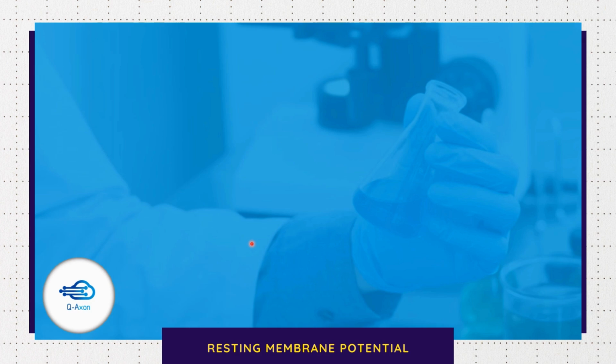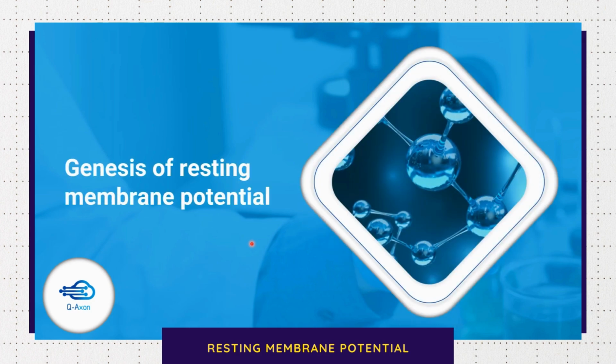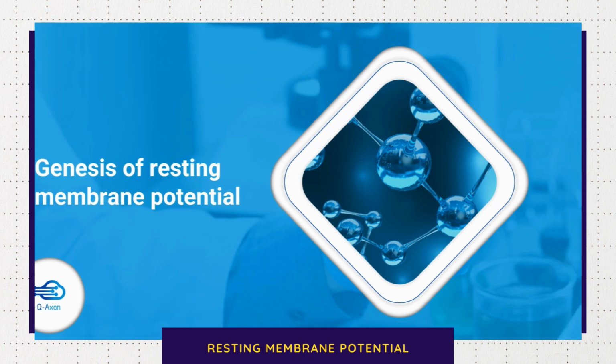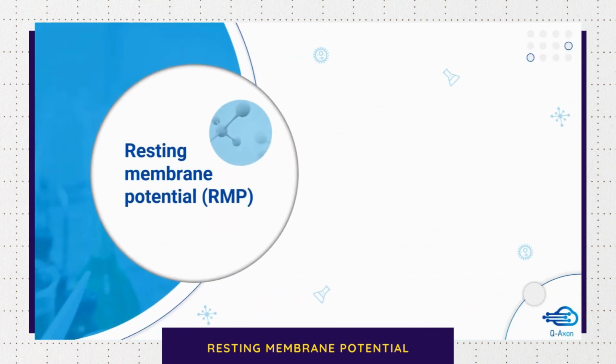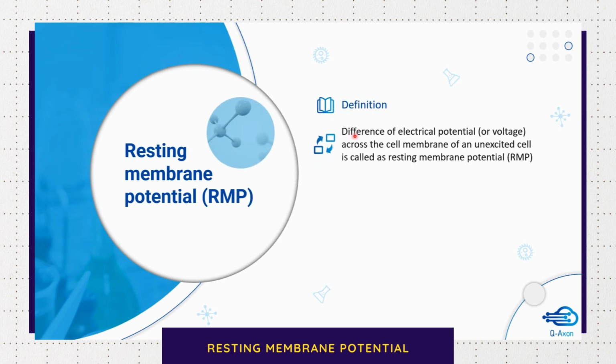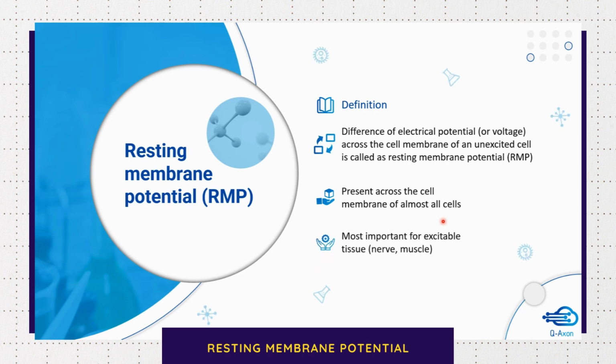In this video, we will discuss how resting membrane potential is generated and how it is measured. So basically, cells have a potential across their membrane, which is defined as the difference of electrical potential or voltage across the cell membrane of an unexcited cell, that is a resting cell. That is called the resting membrane potential, and it is present across the cell membrane of almost all cells.